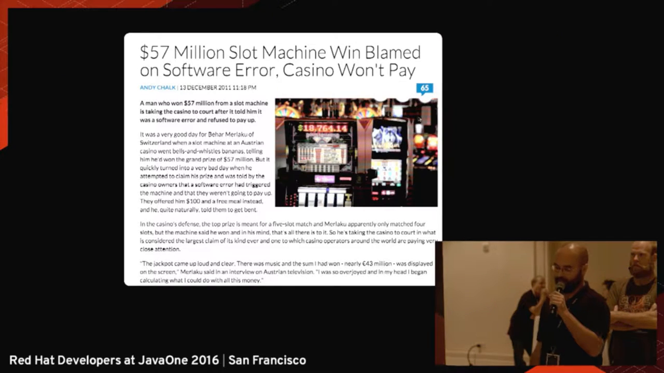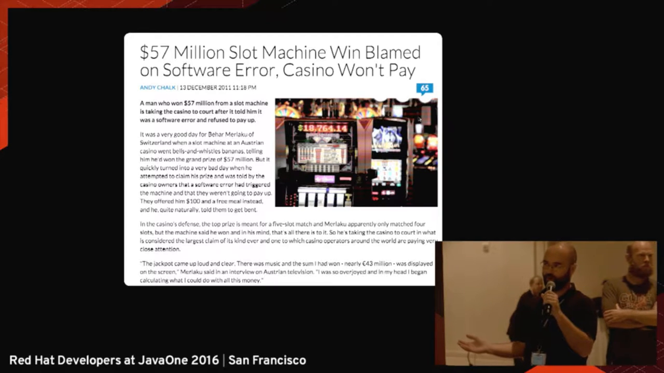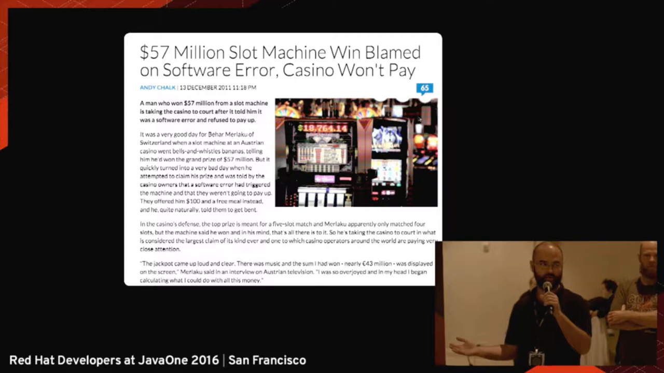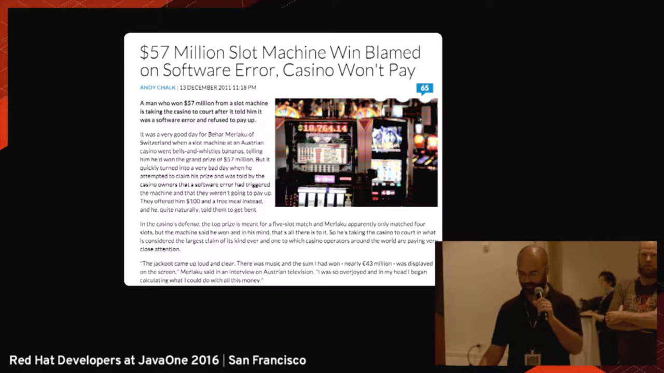And then there are the funny bugs, or maybe annoying for some people, like the one which happened to a Swiss guy playing in a casino in Austria. He won $57 million, but the casino said that it was a software bug, and they offered him $100 in cash and a voucher for lunch.